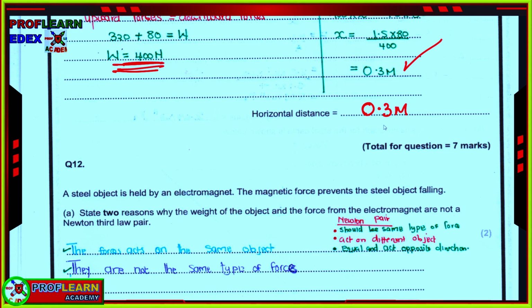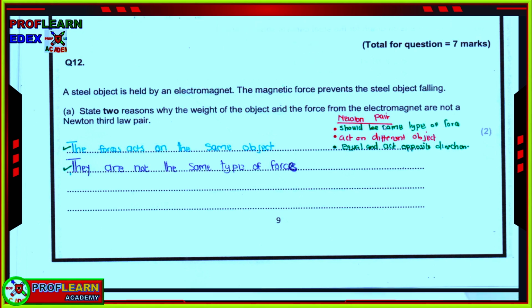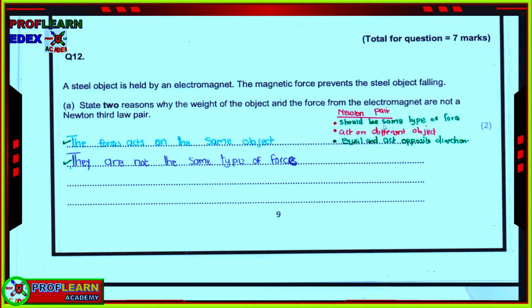Okay. A steel object is held by an electromagnet, and the magnetic force prevents the steel object from falling. State two reasons why the weight of the object and the force from the electromagnet are not a Newton's third law pair. So you need to remember this condition, that for a Newton's third law pair, the forces should be of the same type.